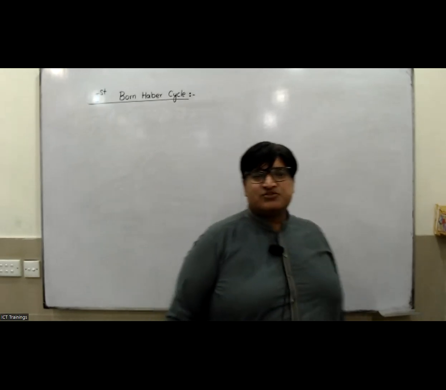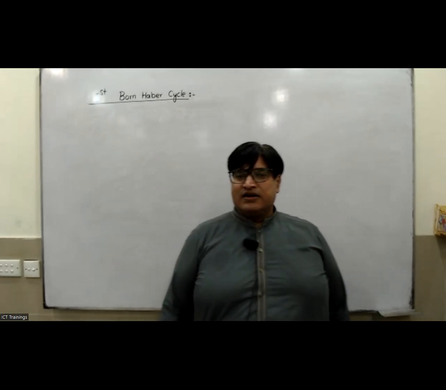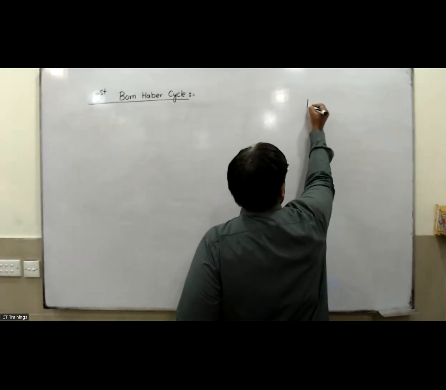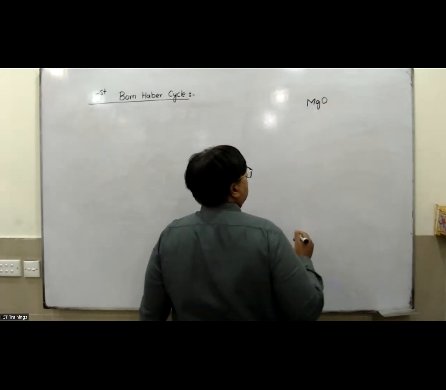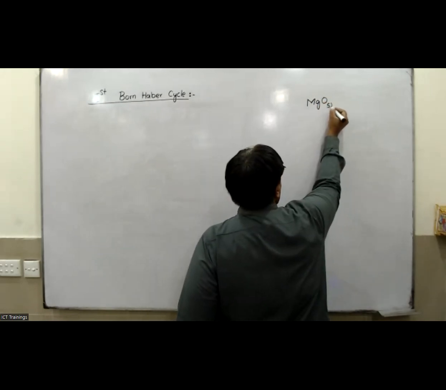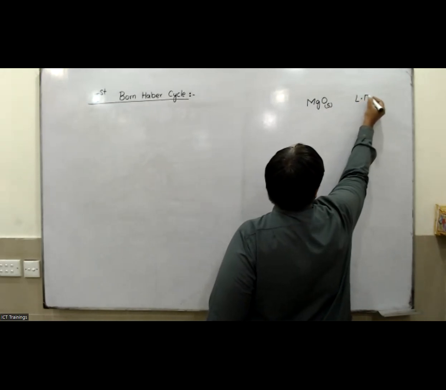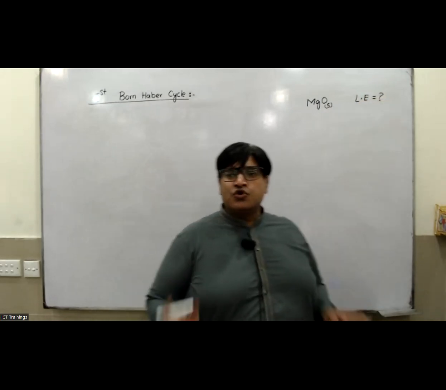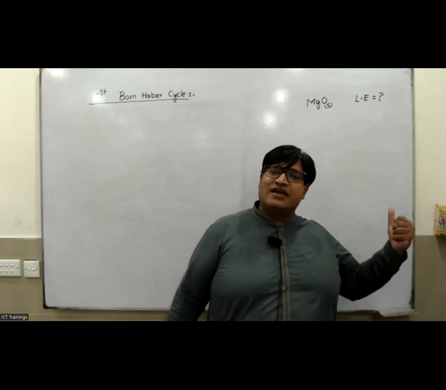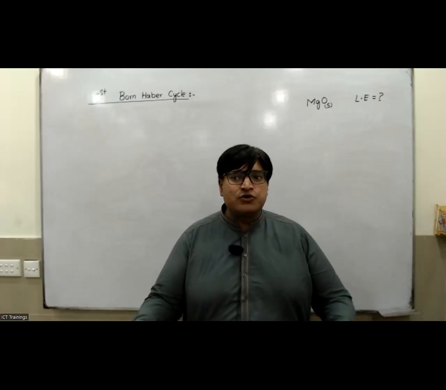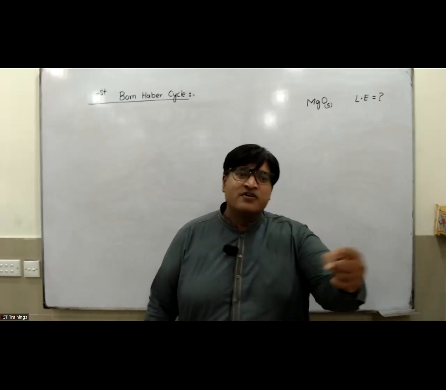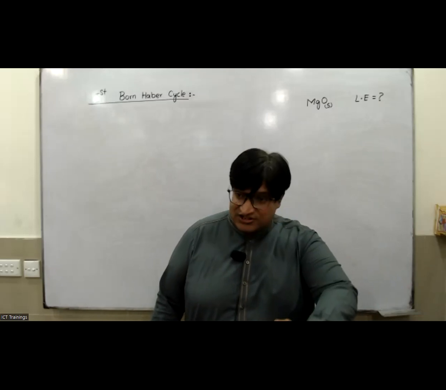Okay, what is the first Born-Haber cycle? First of all, my dear students, let's suppose we got a compound. Let's suppose we got magnesium oxide. So this is the ionic compound. If you want to find out its lattice enthalpy, there is no direct way to find it. Lattice enthalpy, I told you, is when 1 mole of ionic compound is formed from its oppositely charged gaseous ions.